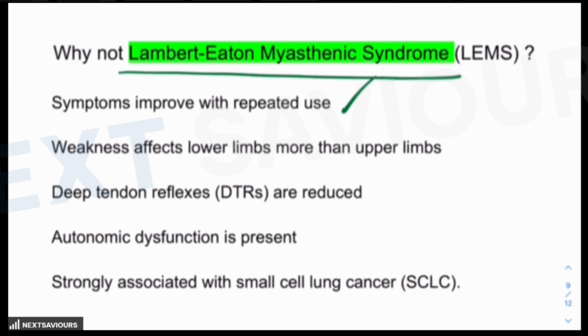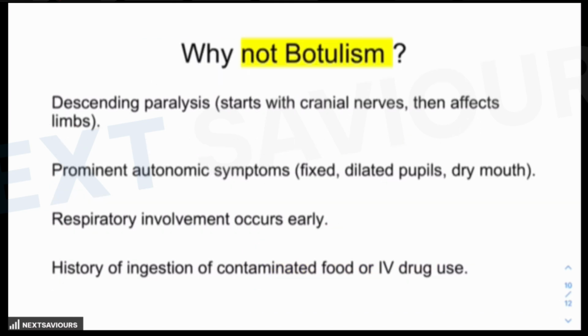So this is a finding exactly opposite to what we see in myasthenia gravis. On the other hand, the weakness affects the lower limbs more than the upper limbs, which is again exactly opposite to myasthenia gravis. The deep tendon reflexes are found to be reduced, which are normal in myasthenia gravis. Autonomic dysfunction is present, like dry mouth and erectile dysfunction, but these are absent in myasthenia, and Lambert-Eaton is strongly associated with small cell lung cancer. If the examiner decides to give you a question on Lambert-Eaton syndrome, they will probably give you this as a clinical feature.